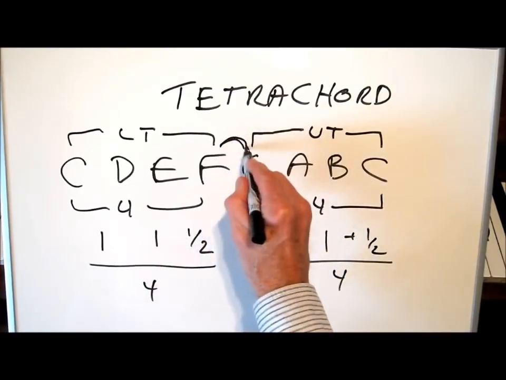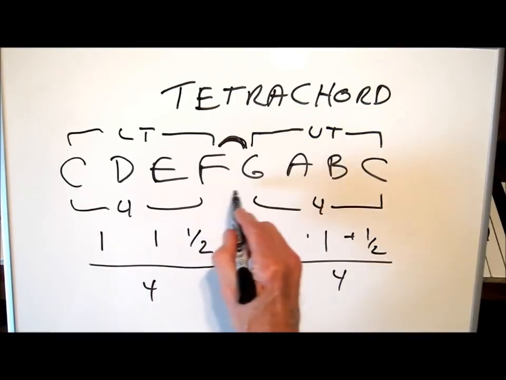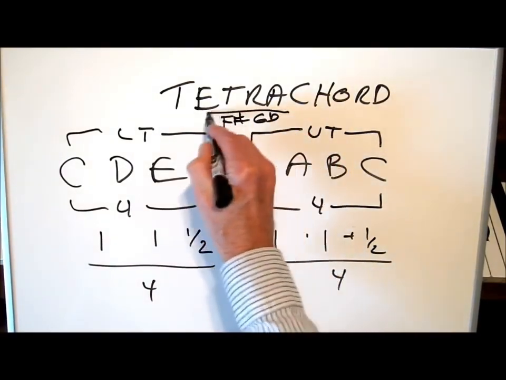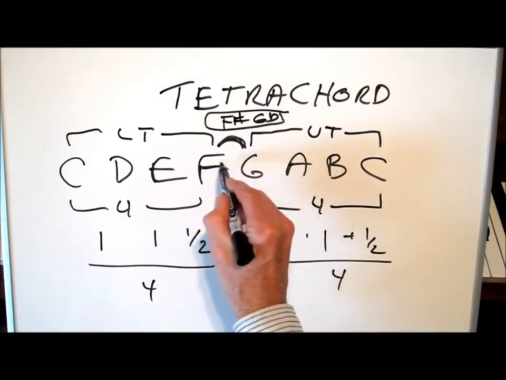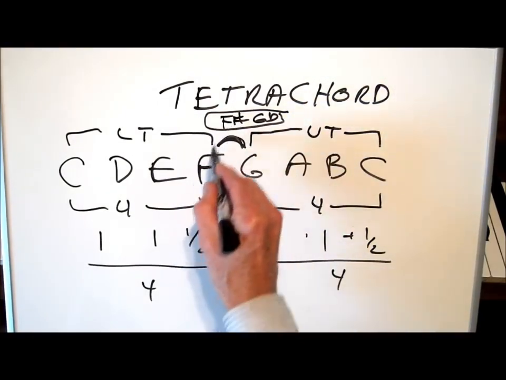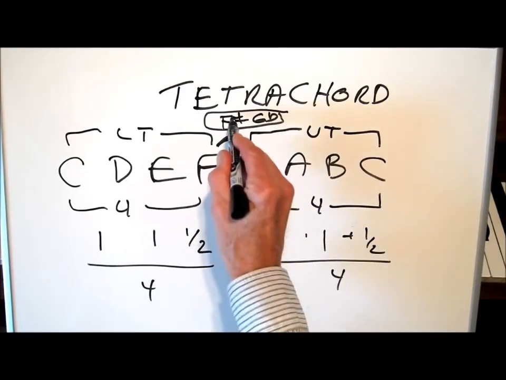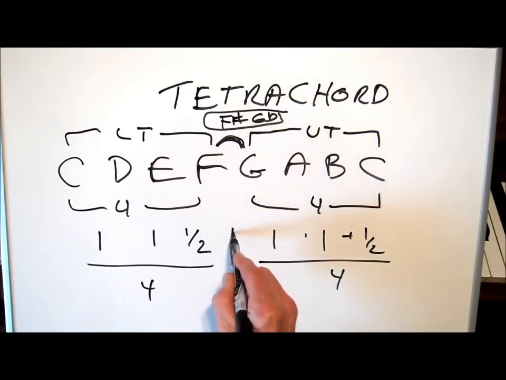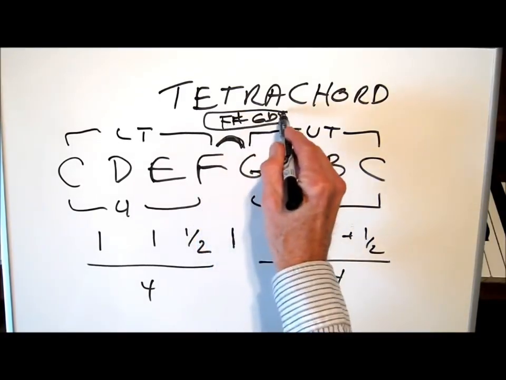Now what is this bridge or this gap? Well, it's actually a note there, and it's an F sharp, or it could be looked at as a G flat. So it's a half step up from the F to the F sharp, and then another half step up from the F sharp to the G, so it creates a whole step there.